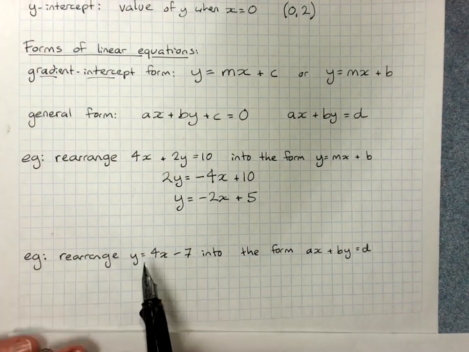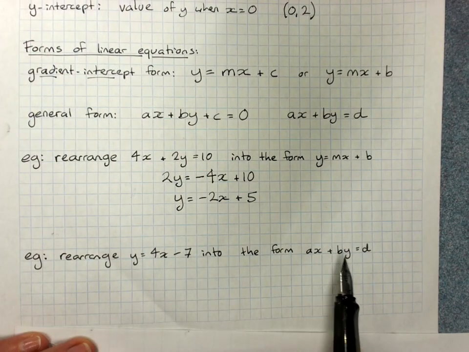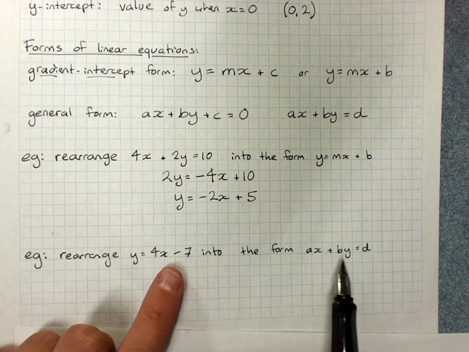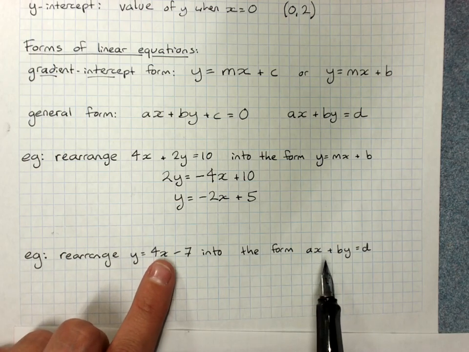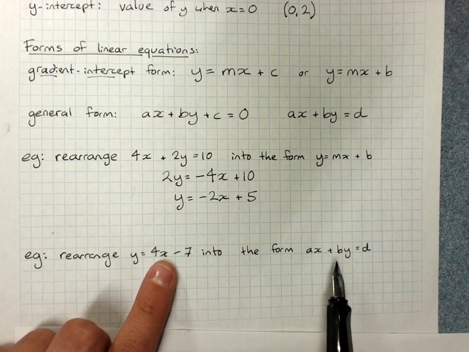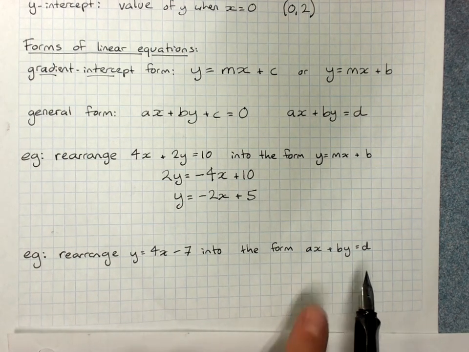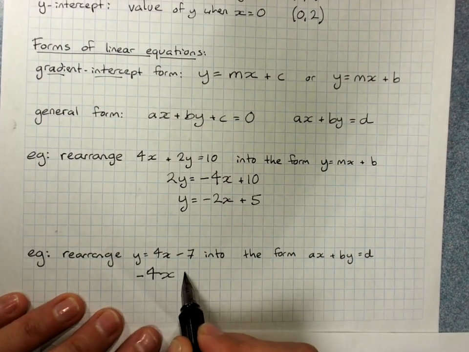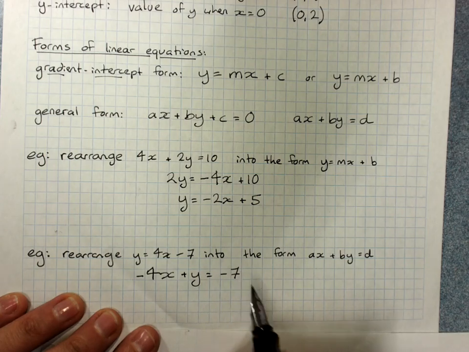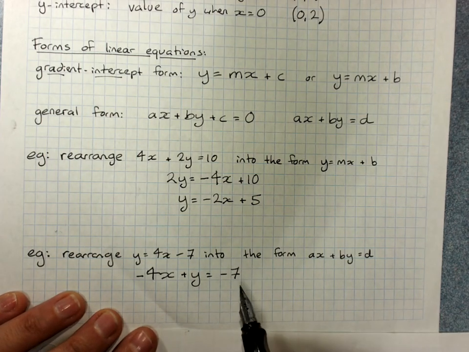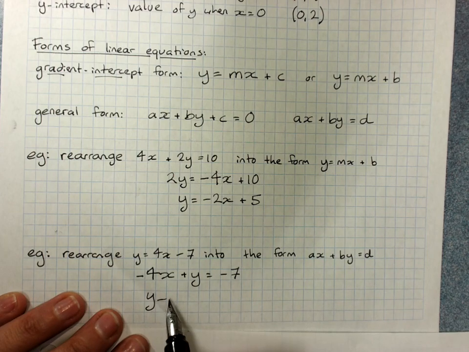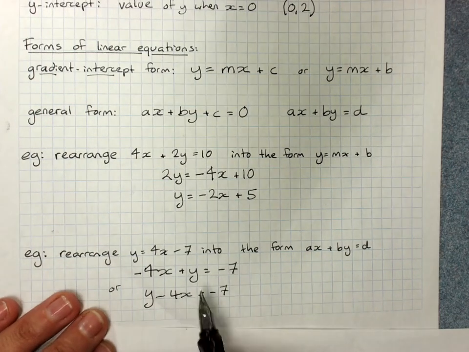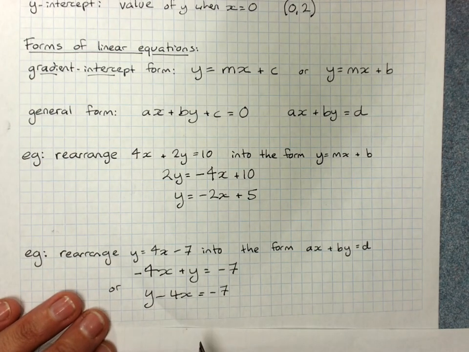And we can rearrange out of gradient intercept form into general form. Here I just want everything on one side except the constant. So the only thing I need to remove here is this 4x. And I'll subtract 4x from both sides. You see, I do want the x first. So again, I'd probably write negative 4x plus y equals negative 7. You could absolutely leave it as y minus 4x equals negative 7. It wouldn't really matter either way, and this is probably a little more obvious to you.